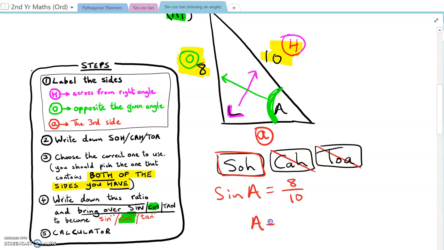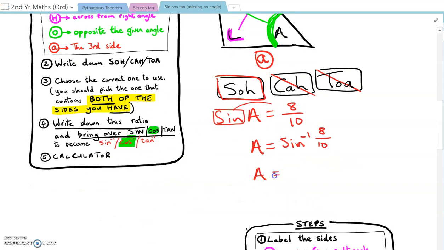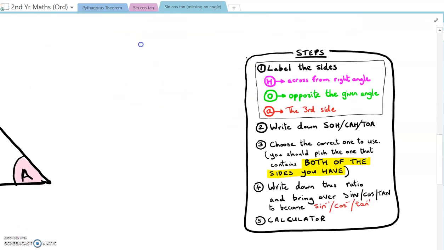which means A is equal to, bring the sine over to the other side. What does it change into? It changes into inverse sine. Type that into the calculator and see what you get. Remember, press the shift button, then press sin to get sine -1. We'll look at the answers in a moment.